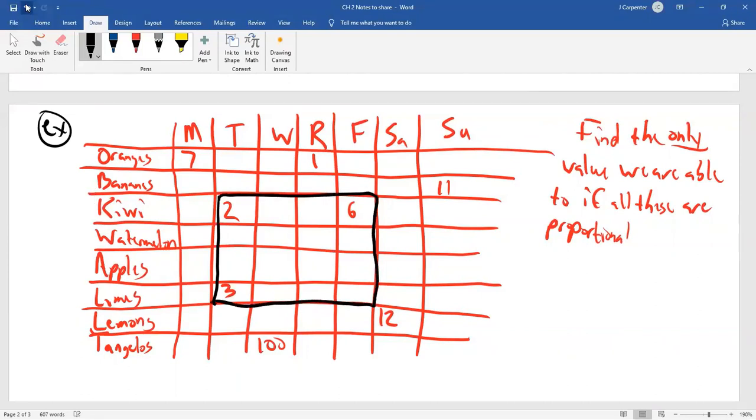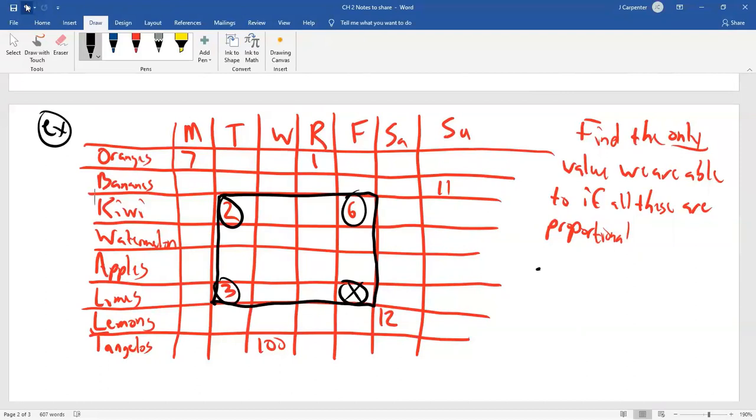Boom. This is the correct box because we have 3 corners with numbers and a blank that we can call X. Now, I actually chose these numbers exactly the same as the apples and oranges problem as before, so that you already know what the answer should be.